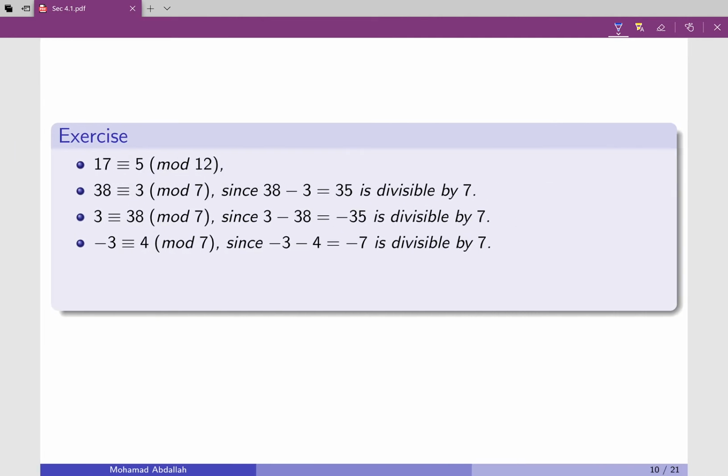-3 is congruent to 4 mod 7. So also you can have a negative number congruent to a positive number. That's fine because it will satisfy the definition. As long as it satisfies the definition, then we're fine. Look at this here. This is a, this is b. Take a minus b, so that's going to be -3 minus 4, which is -7. Is -7 divisible by 7? Sure, because -7 is equal to 7 multiplied by -1.